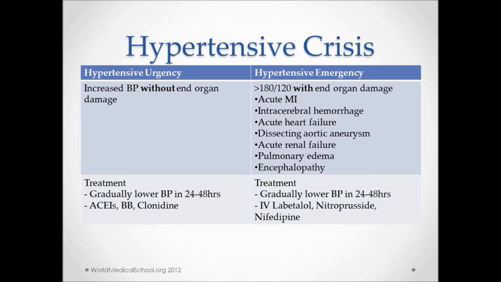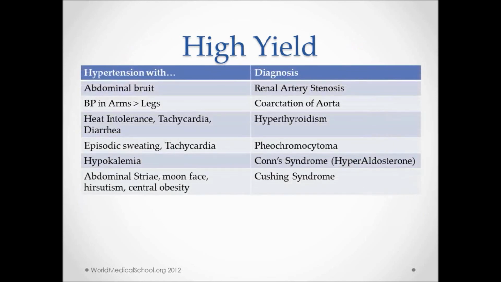And finally, to emphasize some high yield points to answer the "what's the most likely diagnosis" question on board exams and wards. If you have hypertension with abdominal bruit, the diagnosis would be renal artery stenosis. If you have hypertension with blood pressure in arms greater than legs, that's coarctation of aorta, which can also be associated with Turner syndrome.